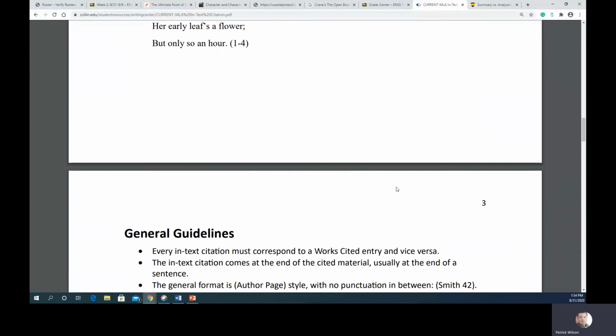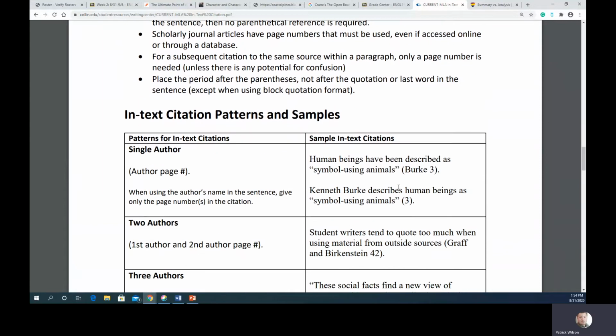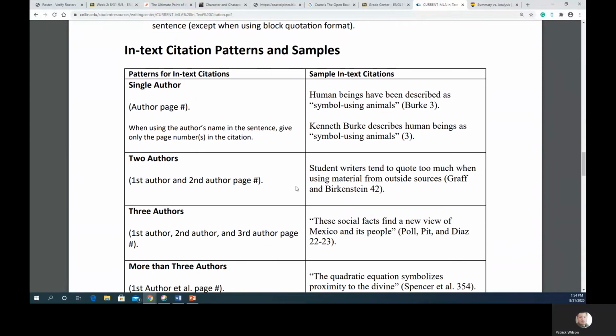And again, we'll talk a little bit more about that as it gets to the poetry section. This is just sort of a template, right? Single author: if you have the author's name in the actual work, then we just need the page number. If you don't have the author's name in the actual sentence, then you need the author's last name and then the page number.